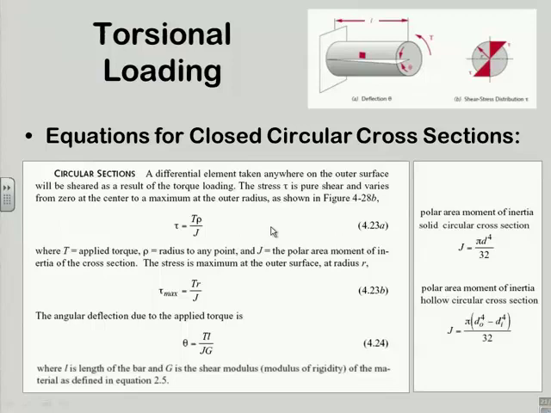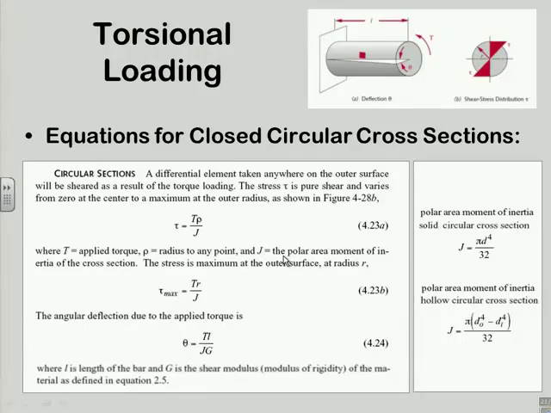Here are the equations that are relevant. Circular sections are pretty easy to calculate. The shear stress is T for torque times rho, which is the radius to any point, so it's a general equation, divided by J. And J is the polar moment of inertia, area moment of inertia, which is related to the I. It's similar to the I, but it's differently calculated. And the formulas for various sections are given to you in the book.